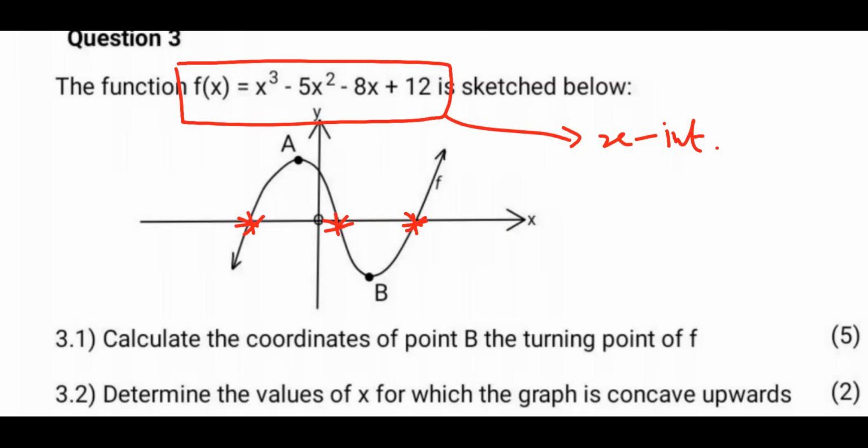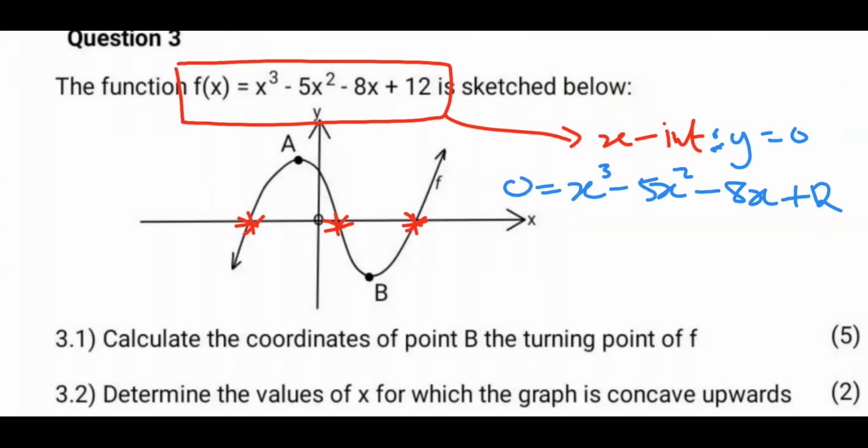Finding the x-intercepts of a function. Now, I would say, because it's just like any other function, you start off by making y equal to 0. And I guess the next logical step is to factorize. But how do you factorize this equation? If you have 0 equal to x cubed minus 5x squared minus 8x plus 12, how do we factorize this? Jenna, do you maybe have any ideas here?